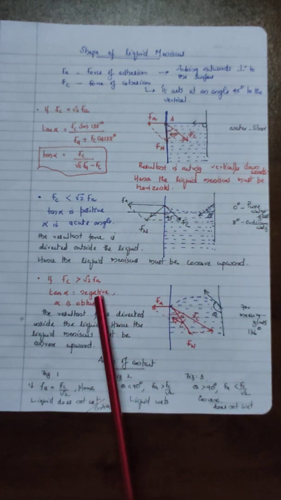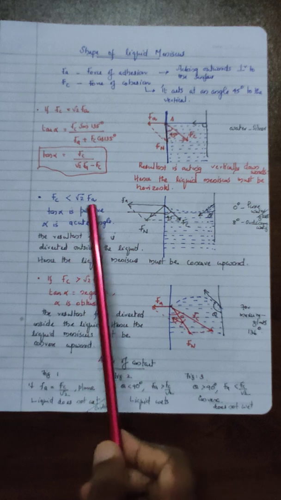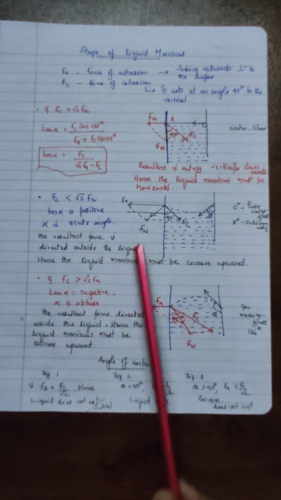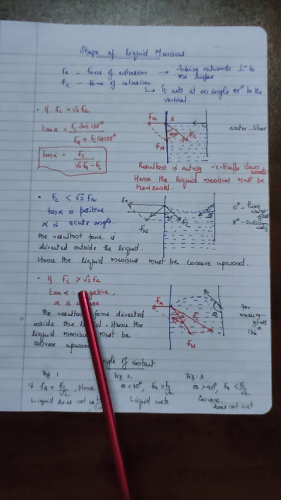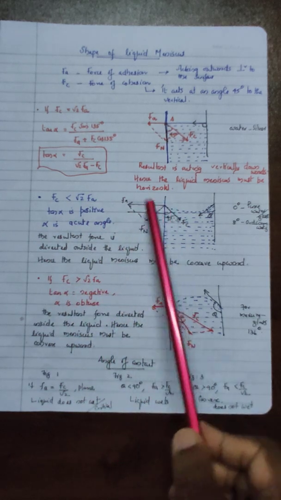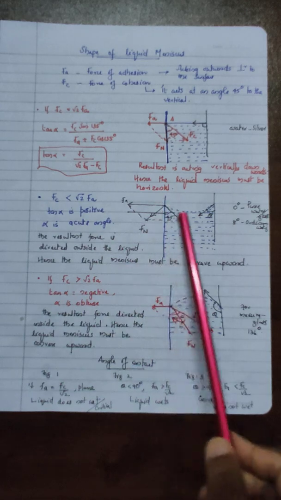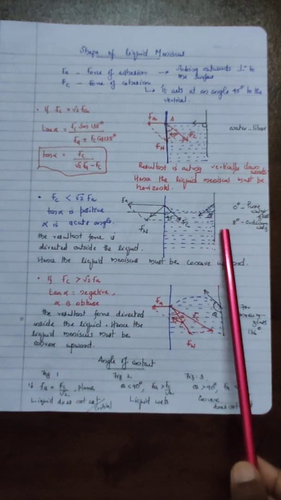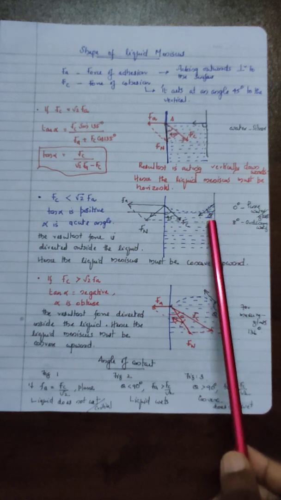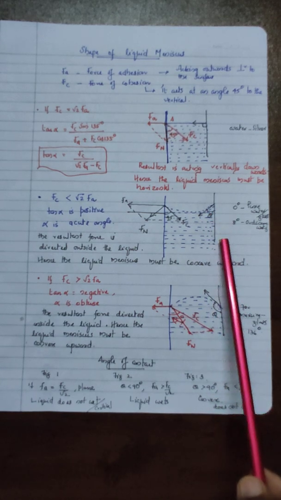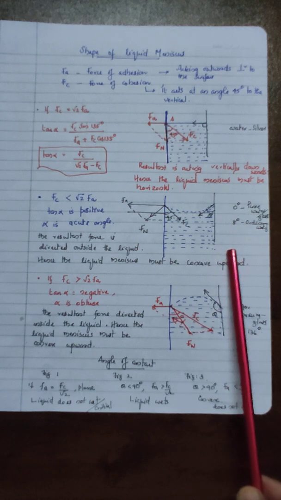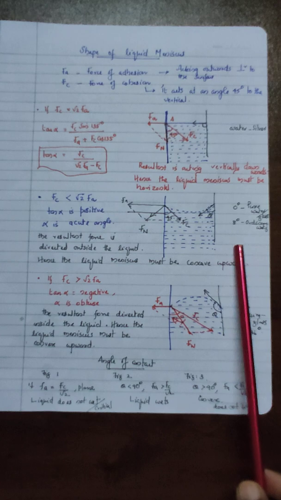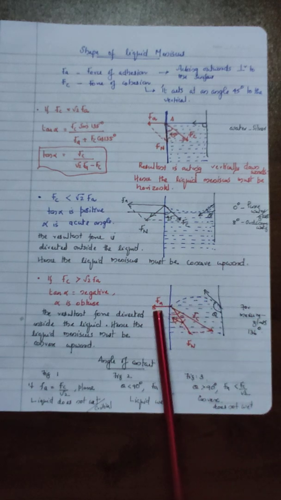But if Fc is less than root 2 Fa, the tan alpha becomes positive and alpha angle becomes acute. The resultant force is directed outside the liquid and the meniscus becomes concave, and there we can say the angle of contact is less than 90 degree. We can quote the example of pure water as 0 degree, and ordinary water around 8 degree.